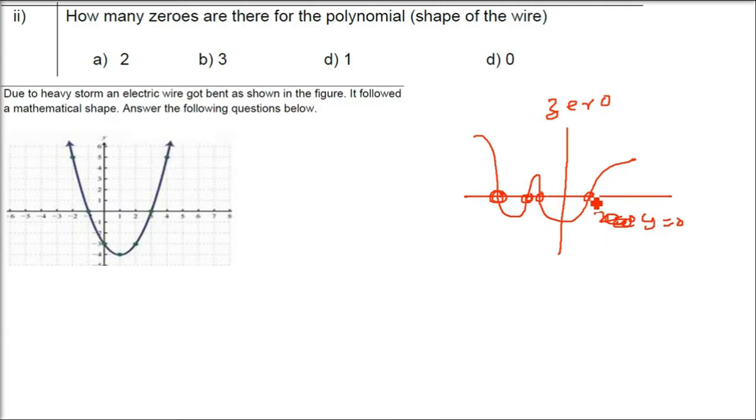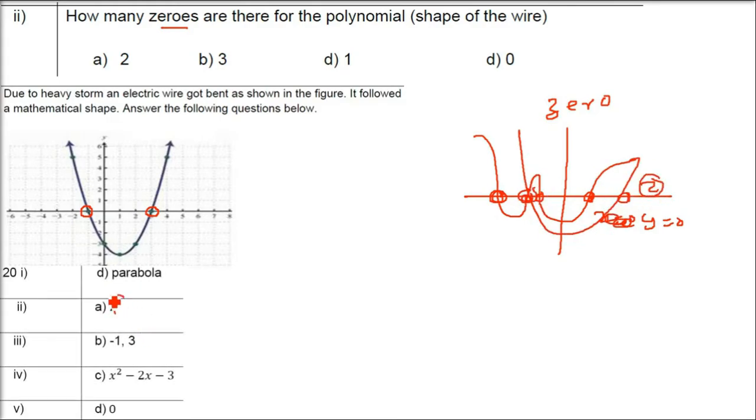Okay, this is the explanation I am trying to give. In this figure, it is cutting one time here, another time here. So how many zeros do we have? Zeros are 2, the number of times it cuts the x-axis. So this is 2 times. And now I am showing you the actual figure which is in this question. So the answer is 2.